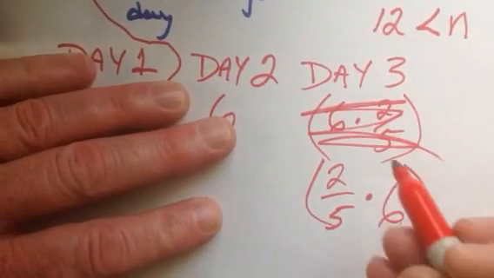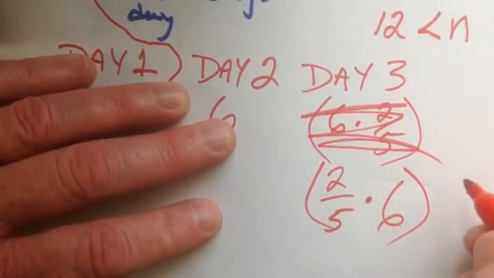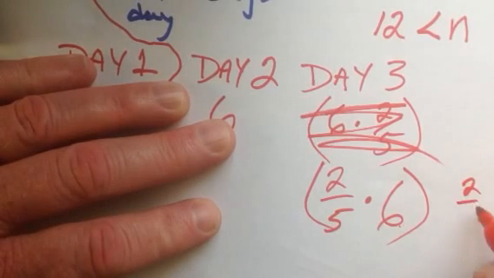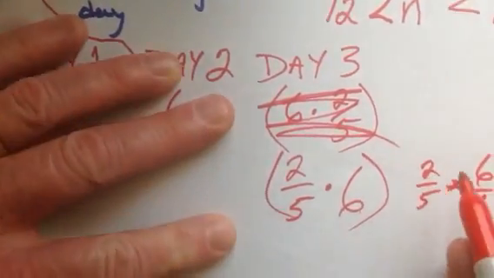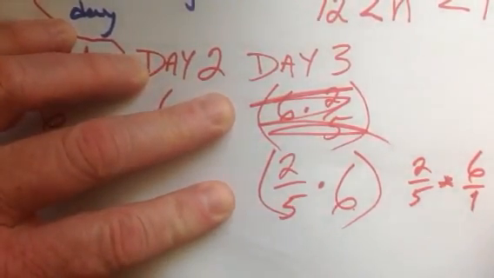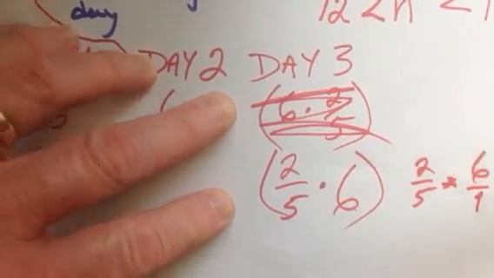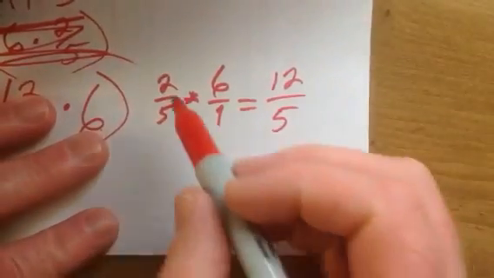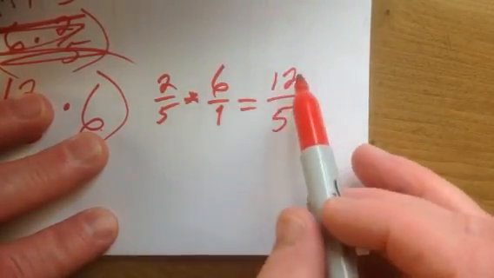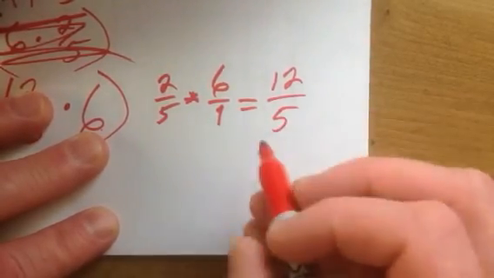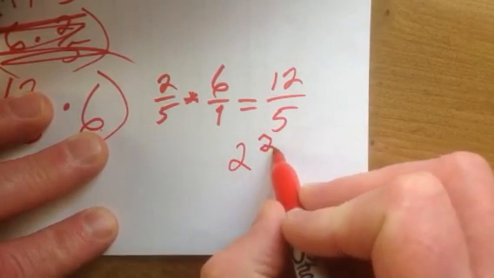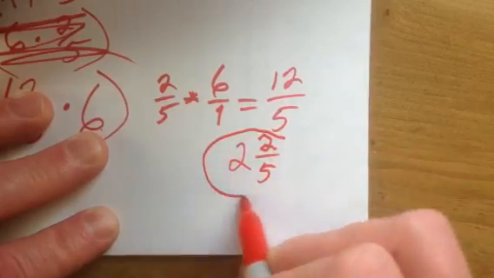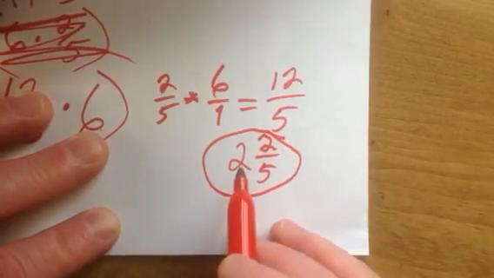So let's just try to figure this out. We've got 2 fifths times 6. How do we do that? Well, we can just assume that it's 2 over 5 times 6 over 1, which gives us 2 times 6 is 12 over 5. So 2 fifths times 6 is the same as 12 over 5. Now, 12 over 5, we can simplify that down: how many times does 5 go into 12? That's right, 2 times. So it's 2 with a remainder of 2 fifths. That's how far this person travels on the third day.